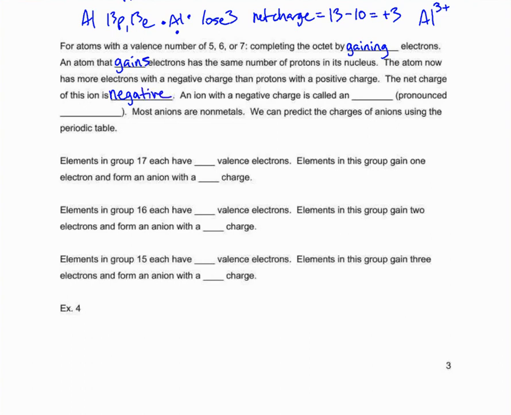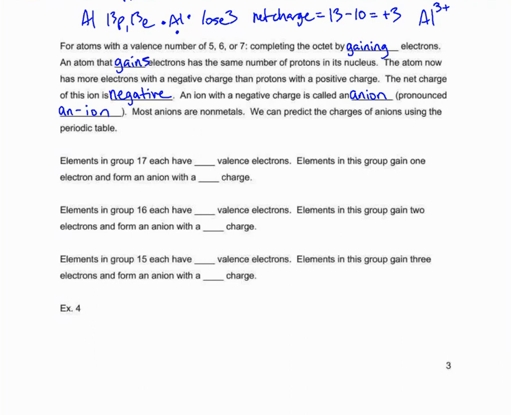An ion with a negative charge, here's the word, is pronounced anion. Most anions are nonmetals. We can predict the charges of anions using the periodic table.